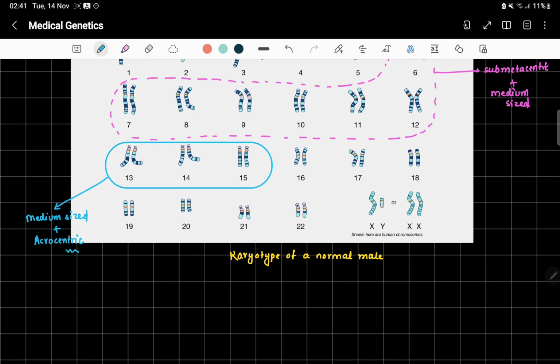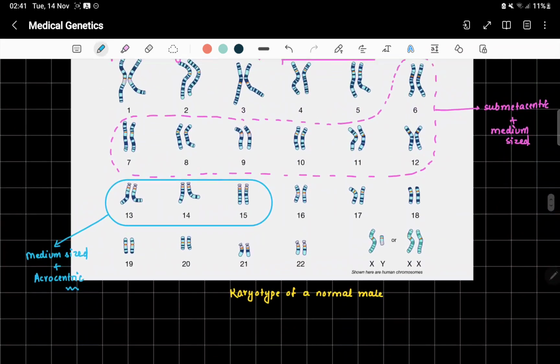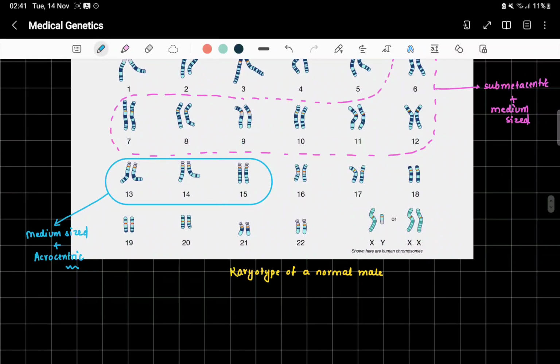Medium sized and acrocentric. Okay, 13 to 15 are medium sized and acrocentric. From 16 to 18 they are short and submetacentric. You can see the size decreasing, short, and submetacentric.